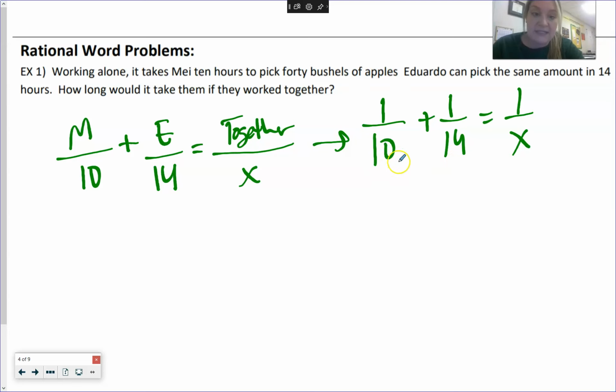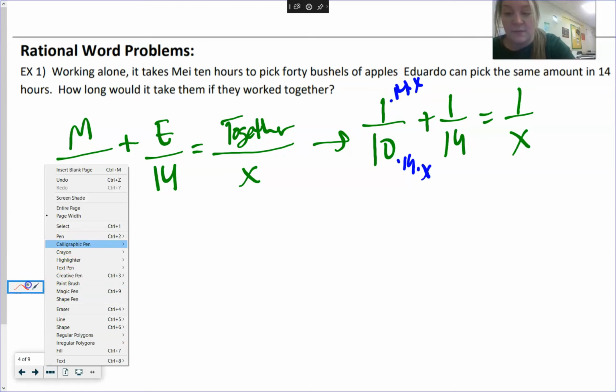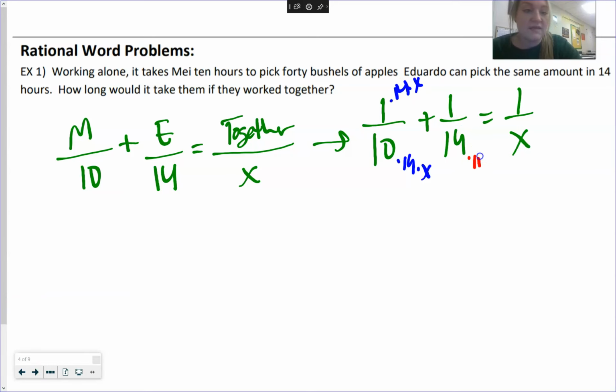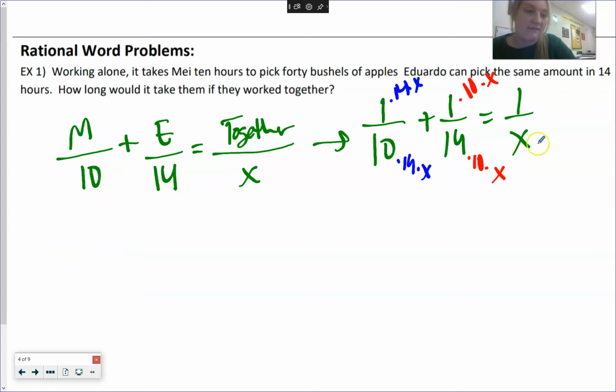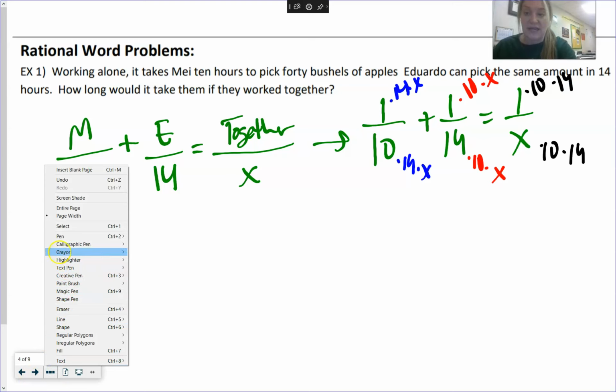So this first piece is missing the 14 and the x. So I'm going to multiply it by 14 and x. Over here, we're missing the 10 and the x, so we're going to multiply this by 10 and x. And then on the very end, we already have the x. We're missing the 10 and the 14. Just like solving, denominators are now gone. I don't need them. They all have the 10, the 14, and the x.